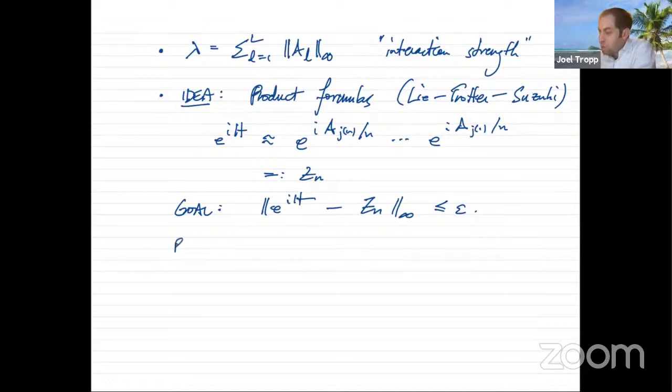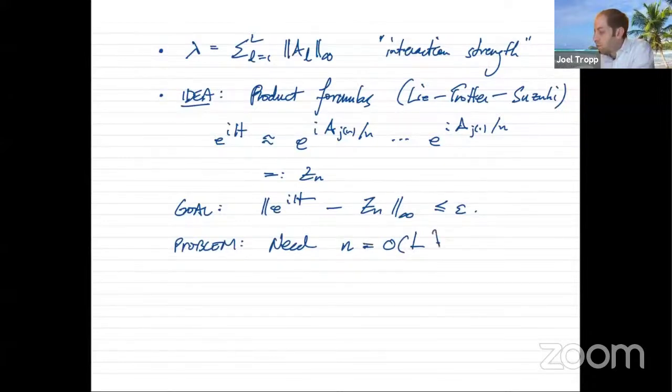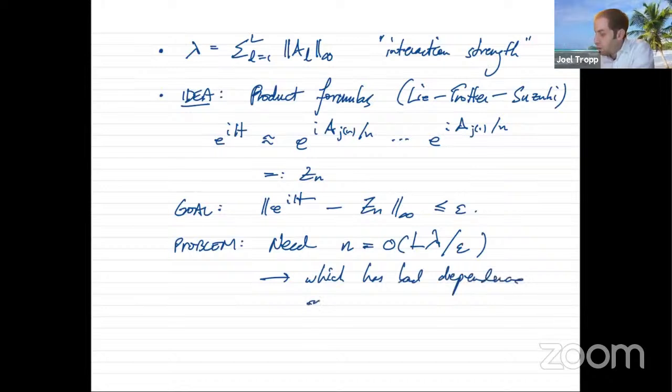So we need to make sure that the action of the Hamiltonian is well approximated by the product formula. This is a very well-studied problem. And the problem is that you need n, the number of terms here, to be quite large. It should be something like the number of summands in the Hamiltonian times the interaction strength divided by epsilon, which has bad dependence on L, the number of summands.